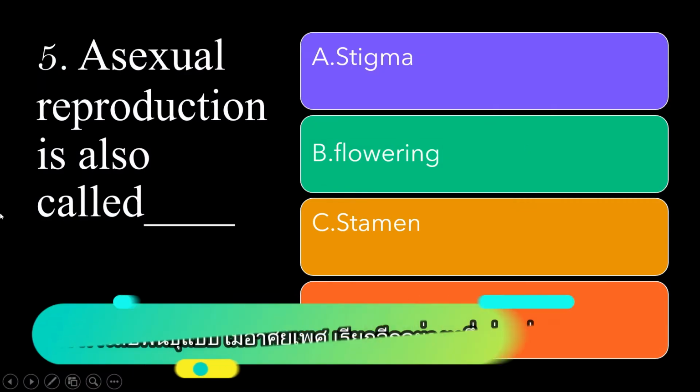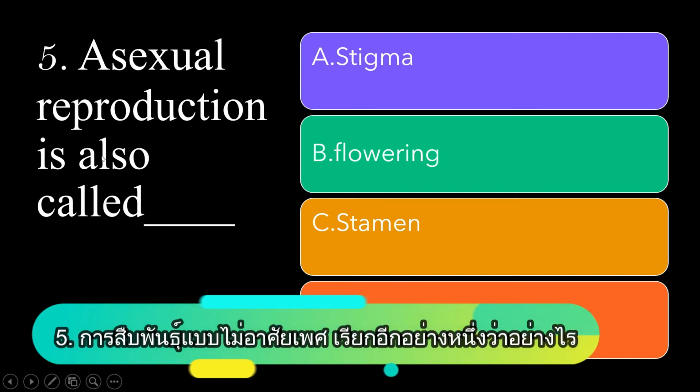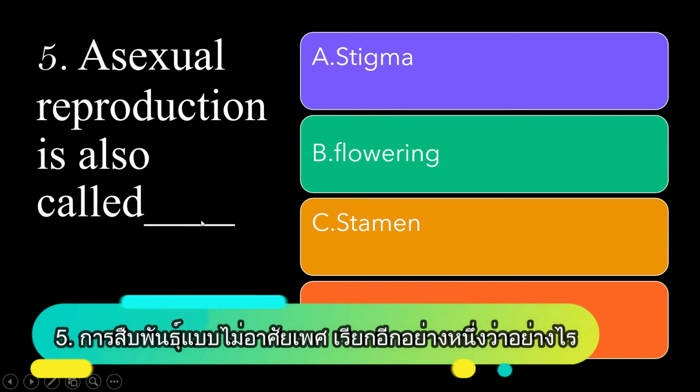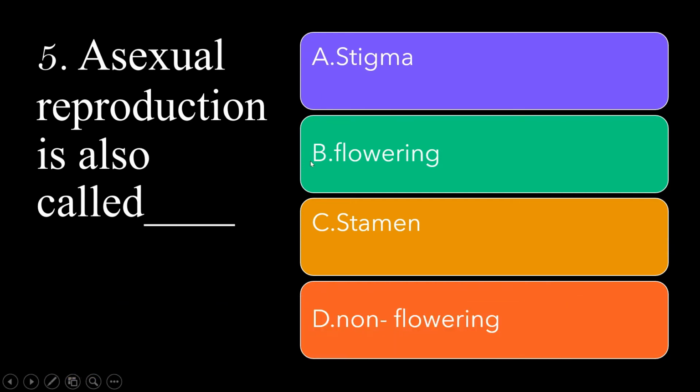Number 5. Asexual reproduction is also called blank. A. Stigma. B. Flowering. C. Stamen. D. Non-flowering.